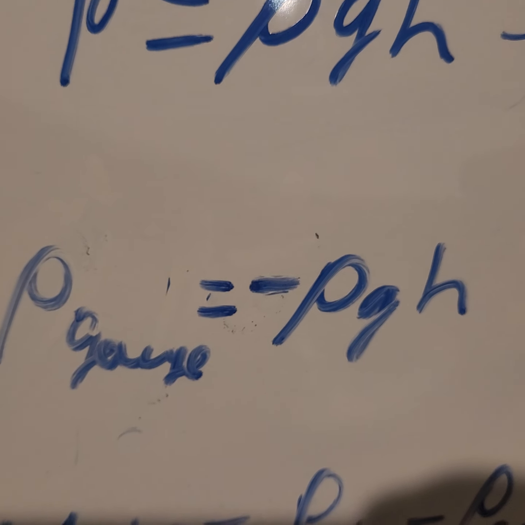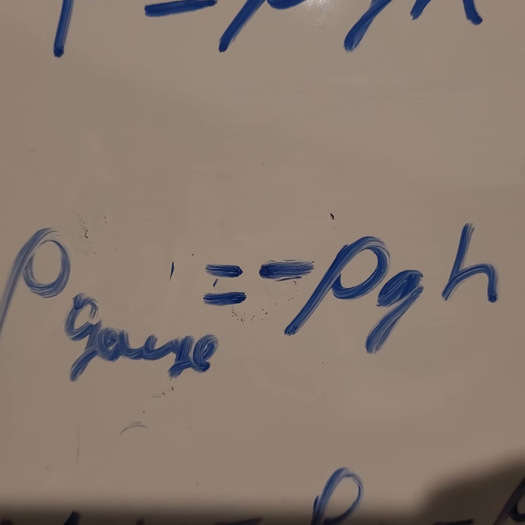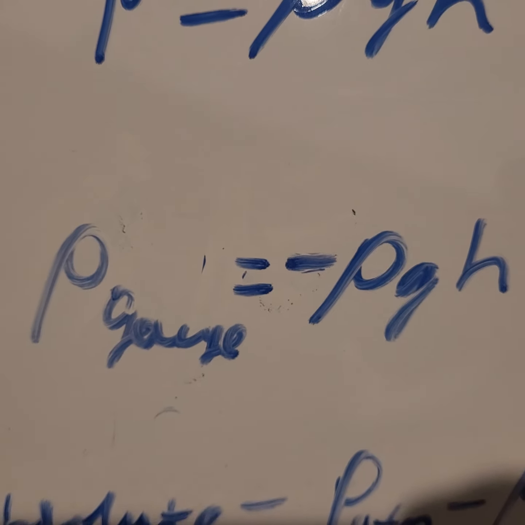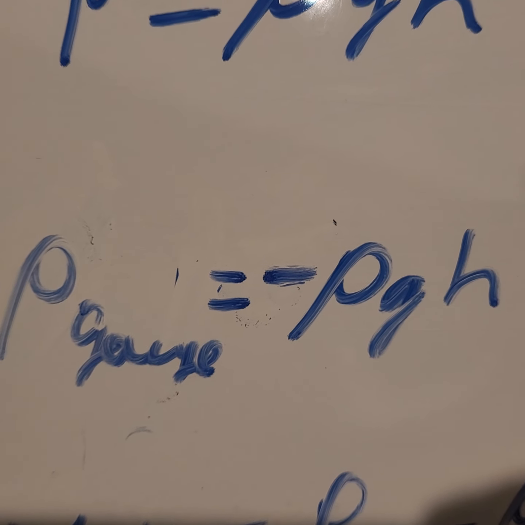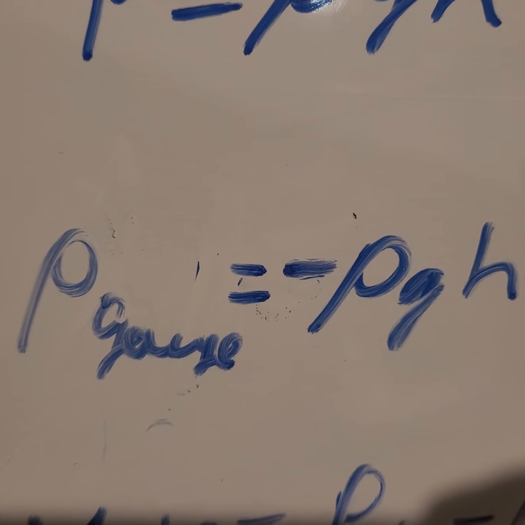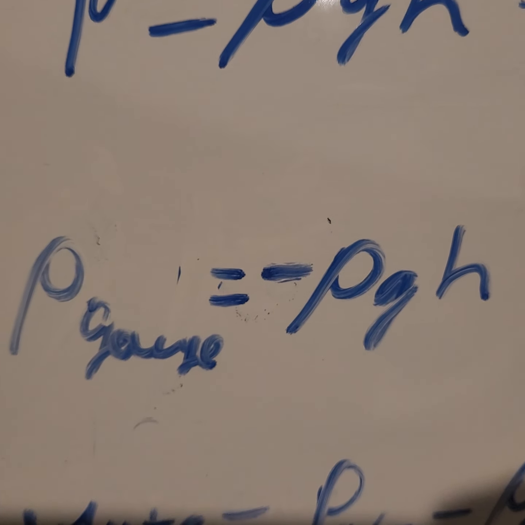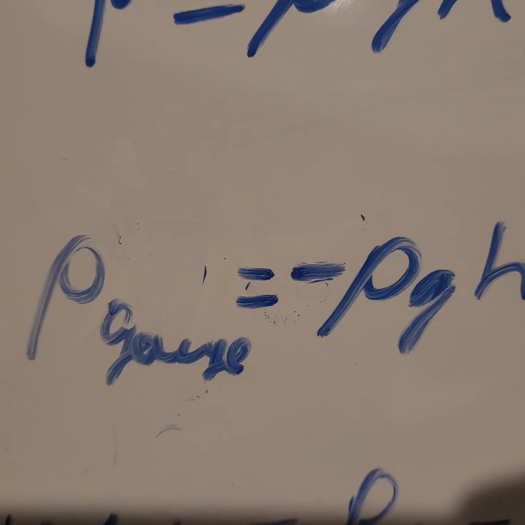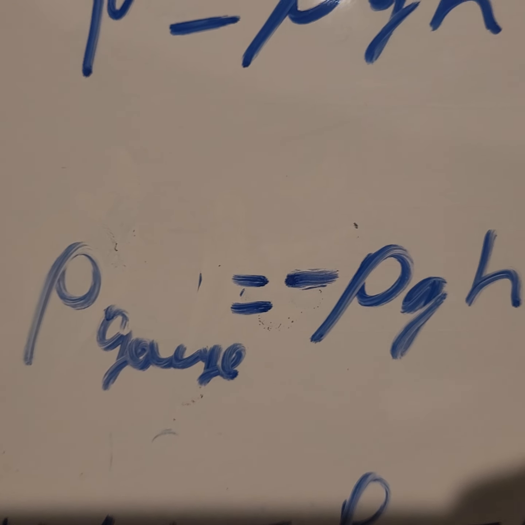So if we say that the gauge pressure is equal to the density multiplied by gravity multiplied by the height, but then we say it's negative, it will give us a value for what we might read on the gauge. The reason we say it's negative is because it says in our question that it reads below the atmospheric pressure. So that's why it's negative in this case.